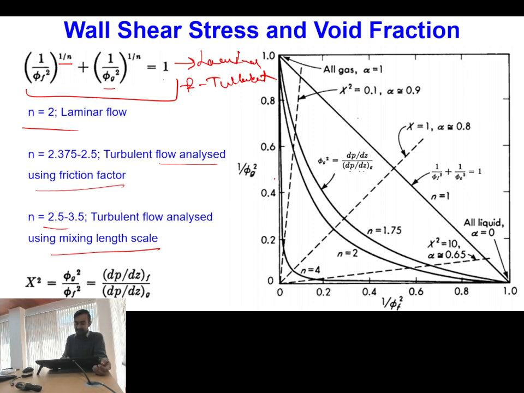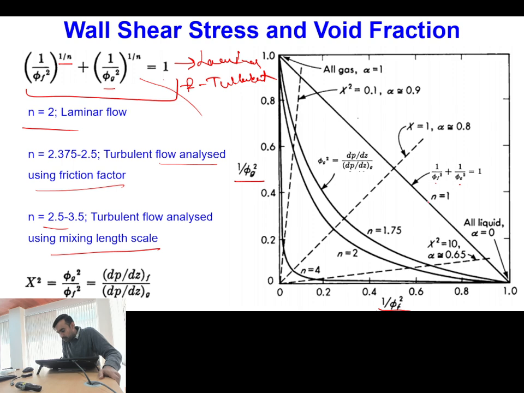Okay, and this is the variation of phi g and phi f. Along the ordinate we have 1 by phi g square, along the abscissa it is 1 by phi f square. Okay, and here you can see that for different values of n, the solution of this equation is plotted over here. So here you can see the solution of the equation 1 by phi f square plus 1 by phi g square equal to 1.